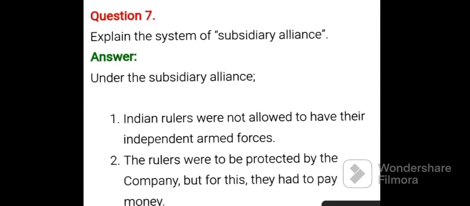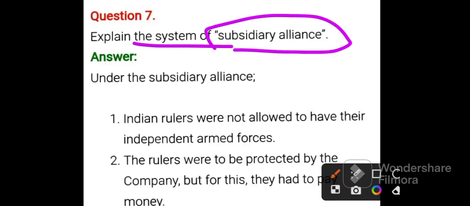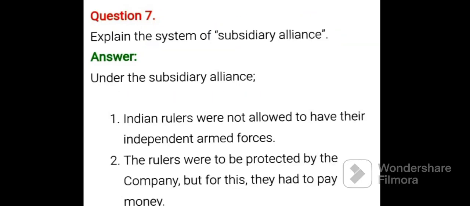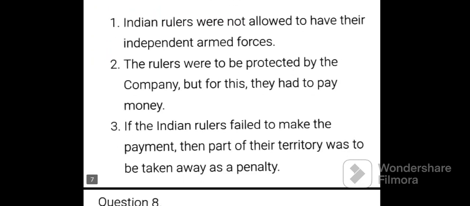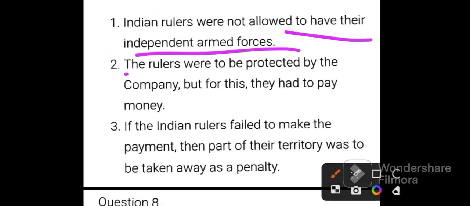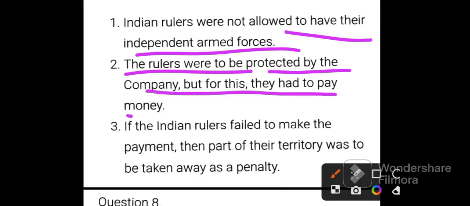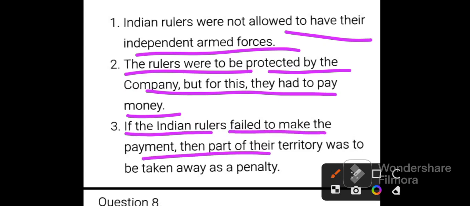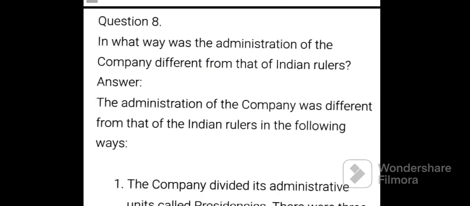Question 7. Explain the system of subsidiary alliance. Under the subsidiary alliance, first, Indian rulers were not allowed to have their independent armed force. Second, the rulers were to be protected by the company, but for this they had to pay money. Third, if the Indian rulers failed to make the payment, then part of their territories was to be taken away as a penalty.